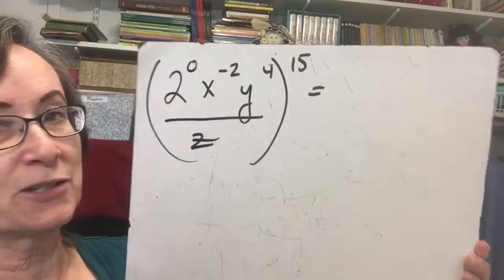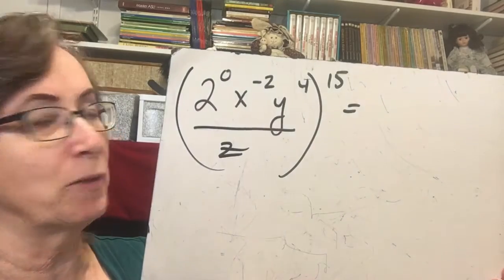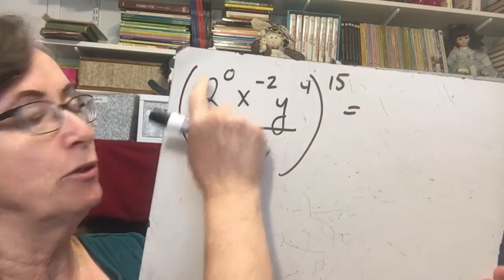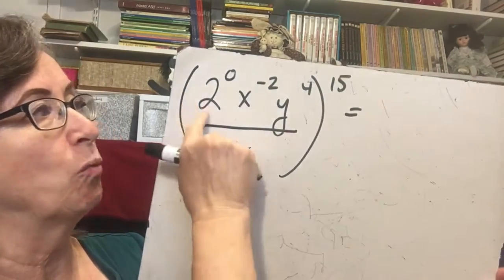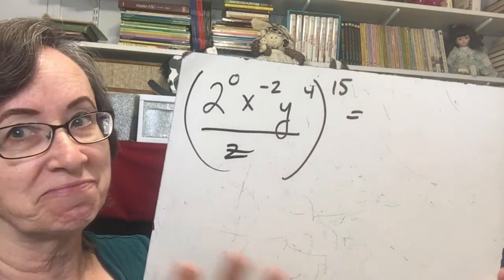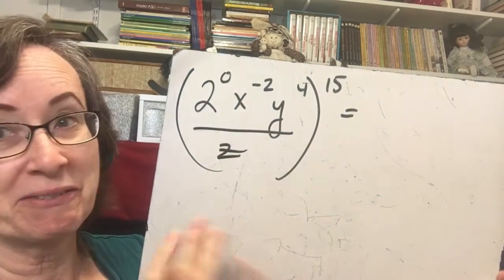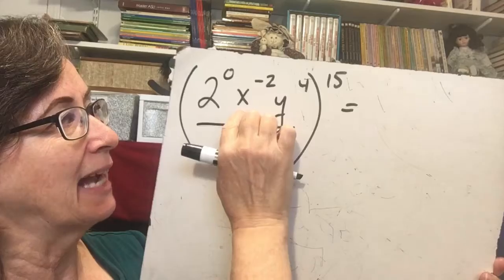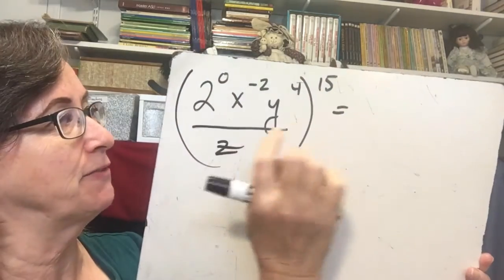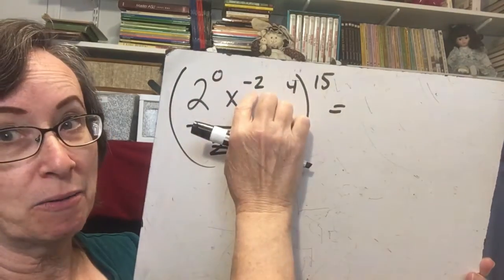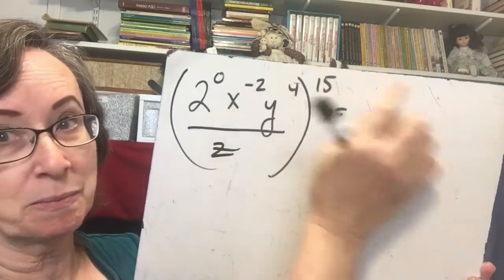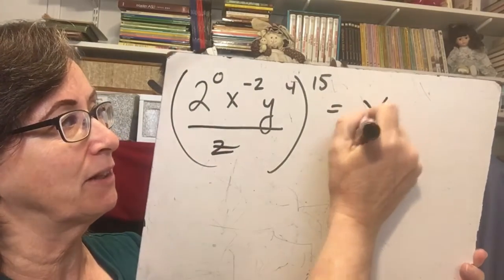All right, so here we go with this last one. Okay, so I'm going to stop where the book tells you to leave it, and then we'll finish it if we need to. So 2 to the 0 is 1, and 1 raised to the 15 power is 1. We don't even need to address that, do we? X to the negative 2 raised to the 15. Well, when I raise a power to a power, I multiply. So I get x to the negative 30.